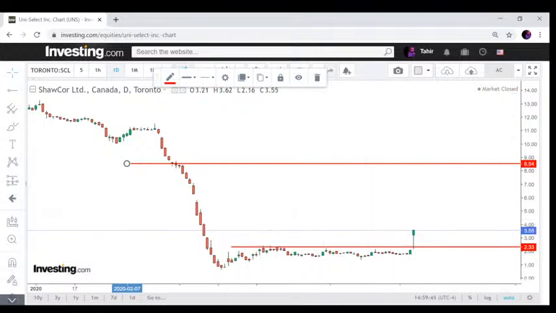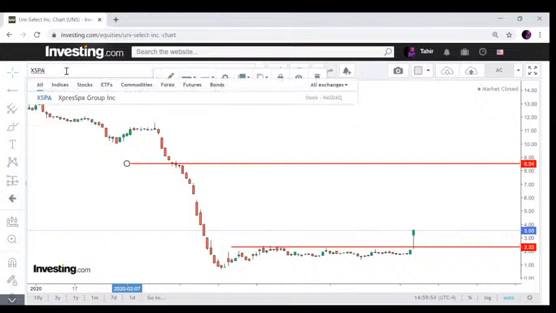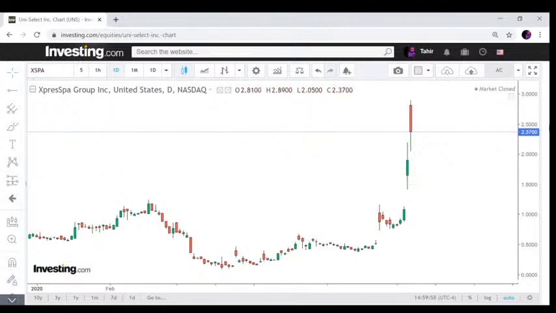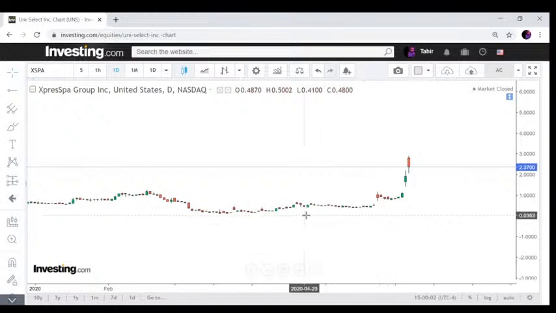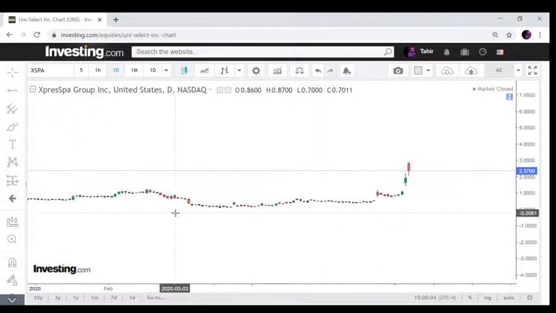Okay, so the next one we will go for is Expa, Saurabh. Expa also had a very long consolidation, then it made a small move up, consolidated again, then we have a big move in the upward direction.